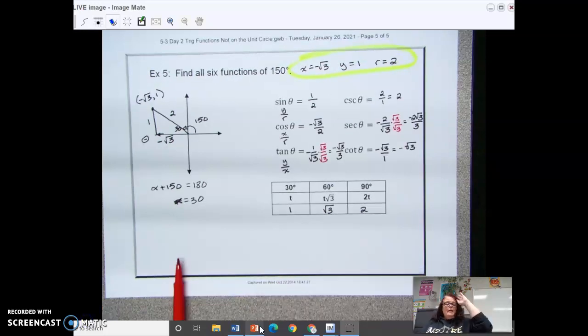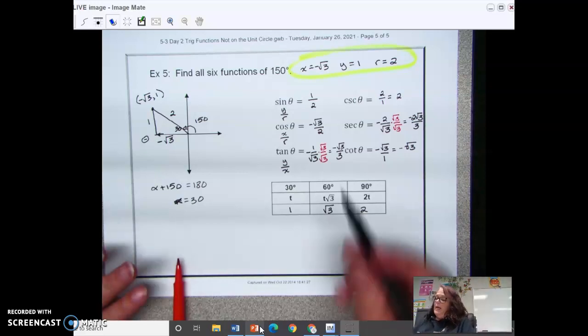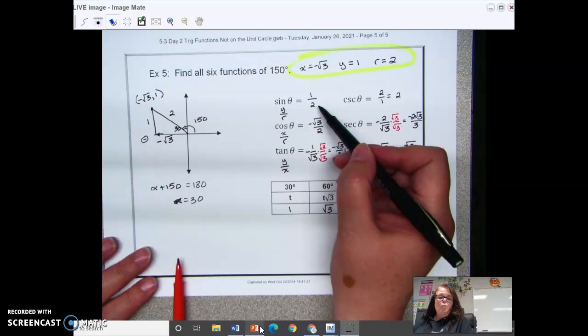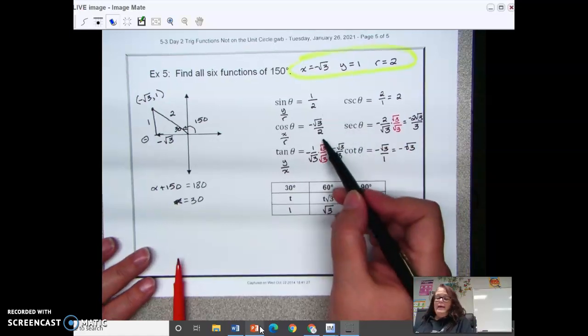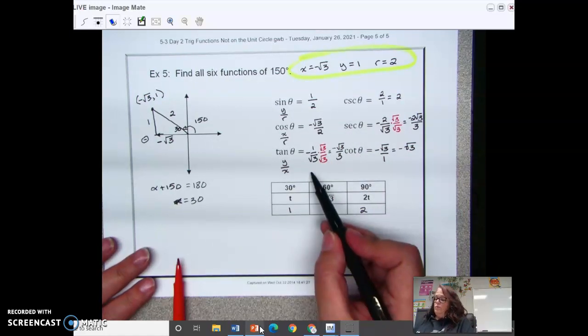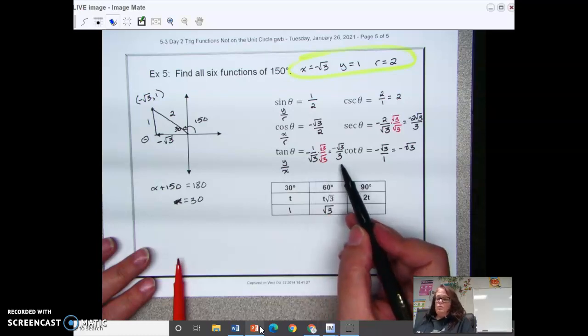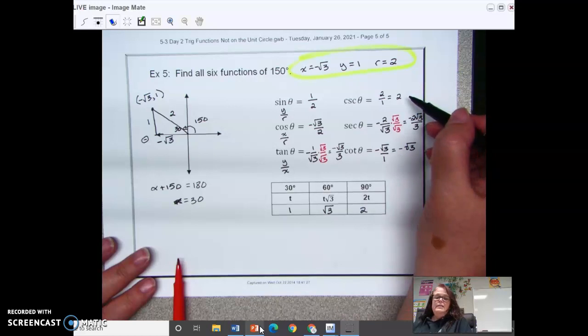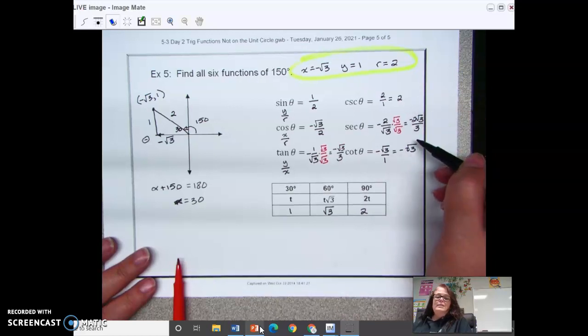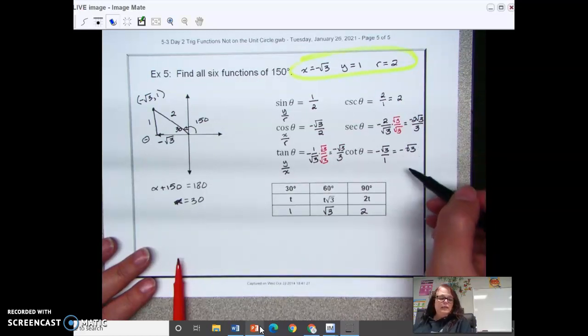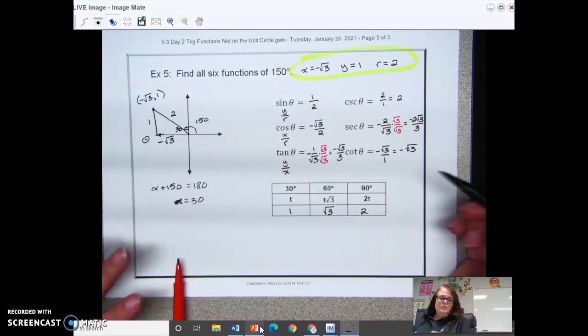So for the sake of time and to not have to do a whole other video for just one last problem, I went ahead and substituted. So we've got y over r is 1/2, x over r is -√3/2, y over x is -1/√3, which simplifies to -√3/3, and then cosecant becomes 2, secant becomes -2√3/3, and cotangent becomes -√3. Much easier than with fractions.